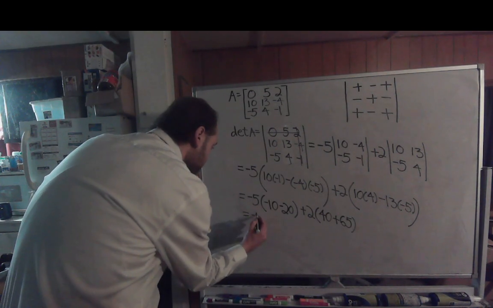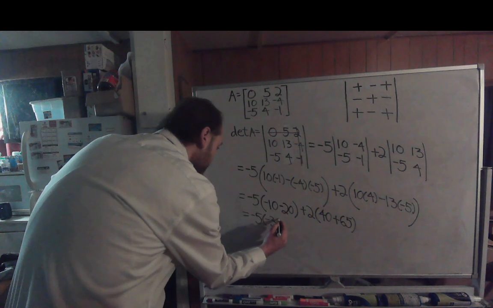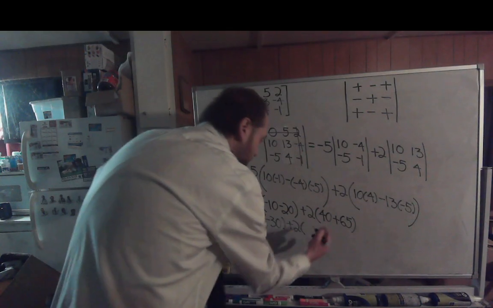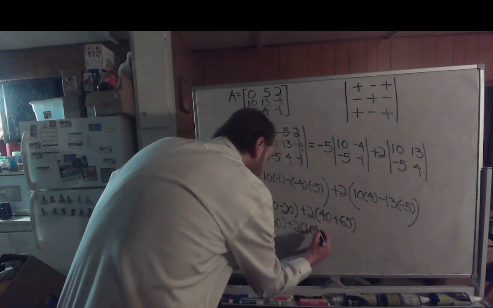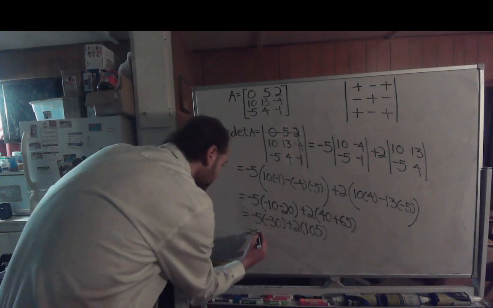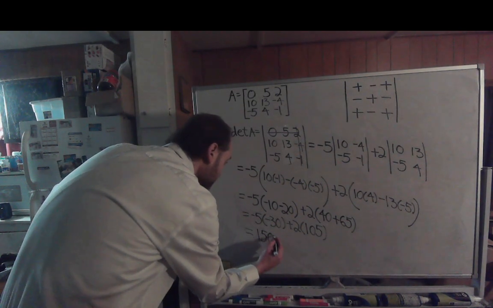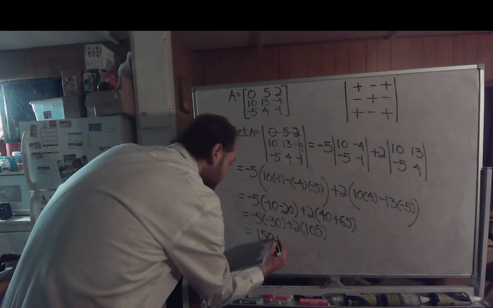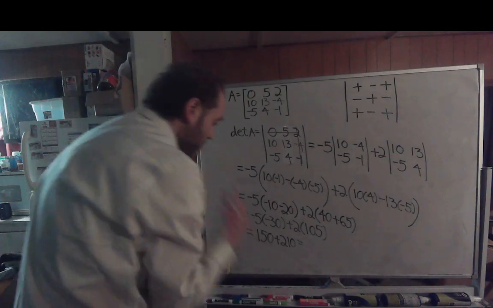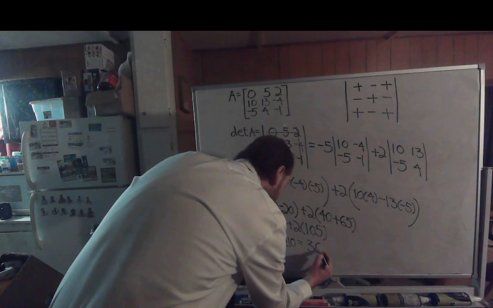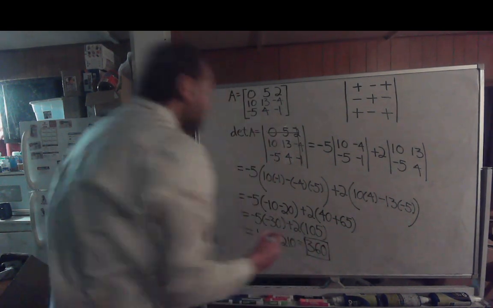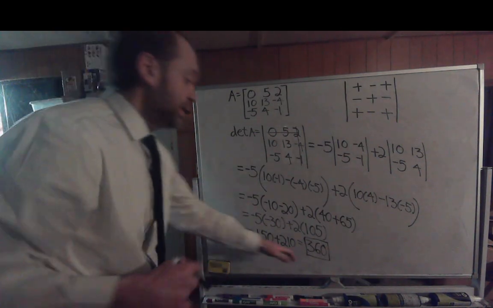Which would turn into negative 5 times negative 30 plus 2 times 40 plus 65, that'd be 105. So negative 5 times negative 30 is positive 150, plus 2 times 105, that'd be 210, which would end up giving you a determinant of 360. So the determinant of this matrix would in fact be 360.